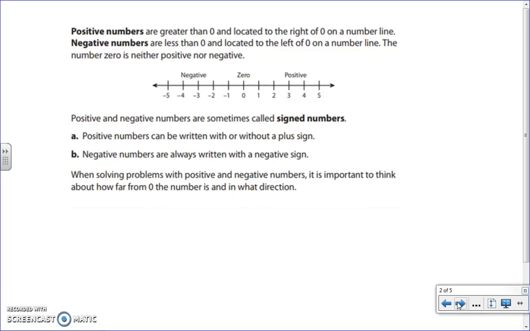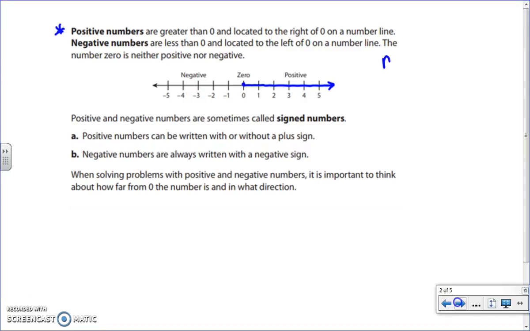And it says that positive numbers are greater than 0 and located to the right of 0 on a number line. So I'm just going to look at this first and talk about positive numbers. All the numbers that you've known since you were a little itsy bitsy baby and you counted, those are called positive numbers, okay? There's actually different number categories.